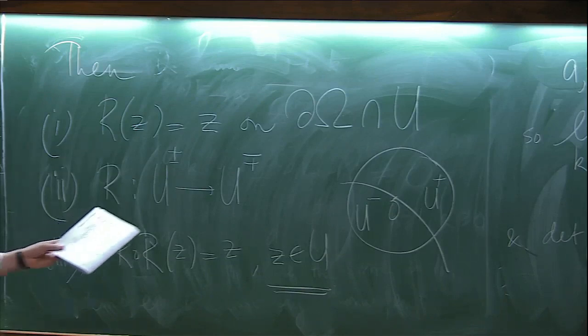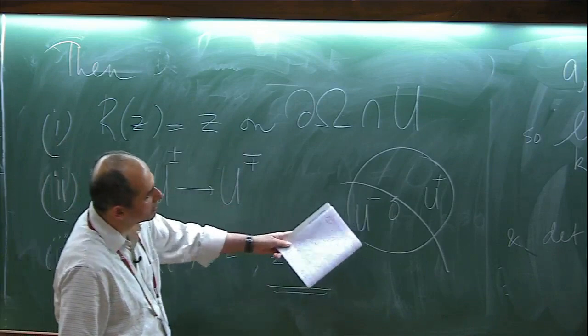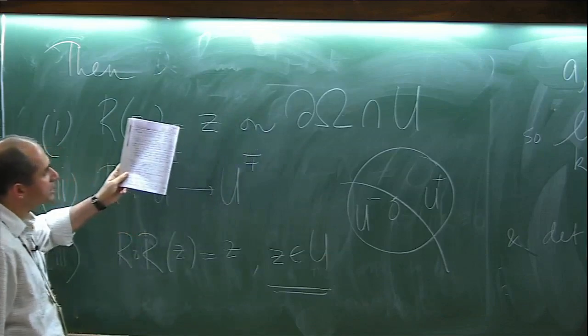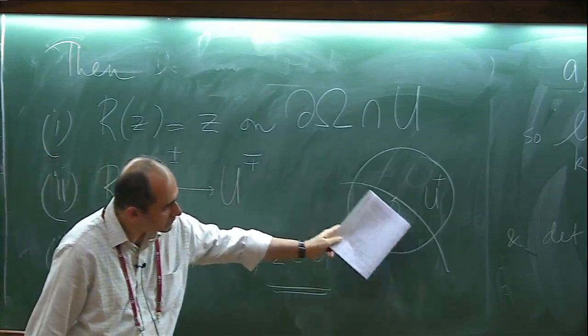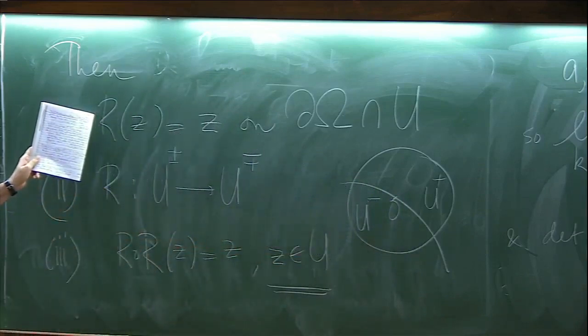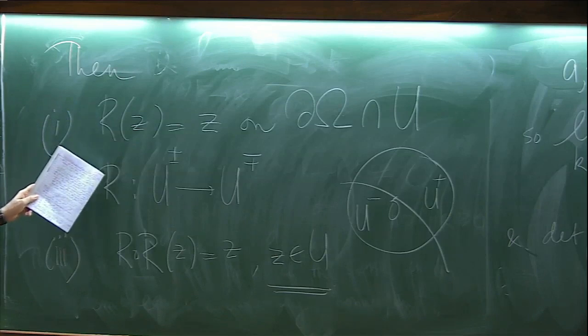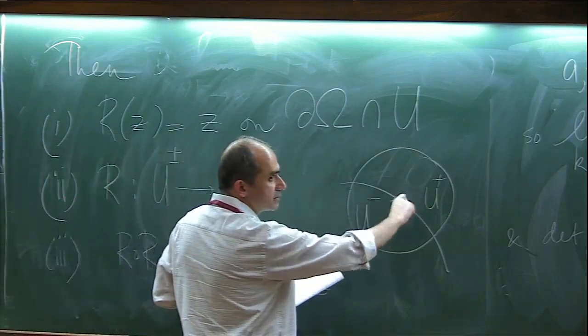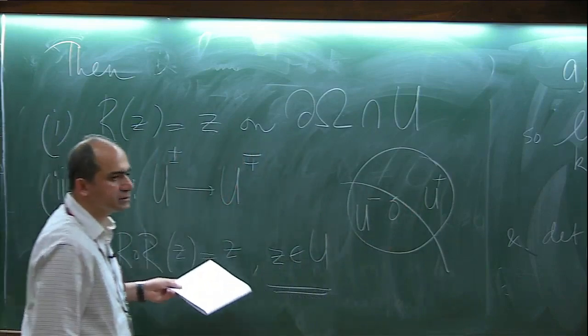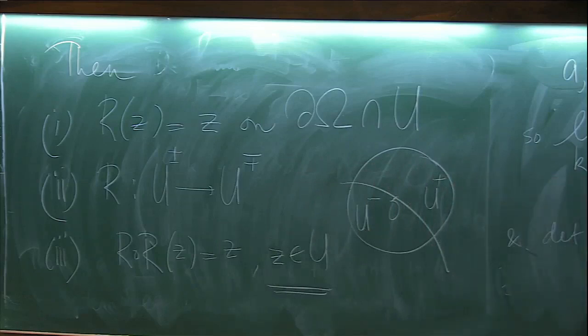So, just to summarize here, you have this neighborhood where S is defined and hence R is also defined. Property number one says that the boundary is in fact the fixed point set of R. The map R flips the outside and the inside, and this is an involution. So two flips get you back to where you started from. So this in fact is the reflection in a smooth real analytic arc.